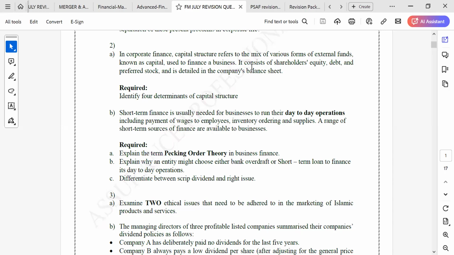It's a theory that guides an entity in a time of sourcing for long-term finances. The theory gives an idea or suggests how funds should be raised whenever the entity wants to finance a project through long-term sources of capital or sources of finance. Okay, let's come to the B part. Explain why an entity might choose either bank overdraft or short-term loan to finance its day-to-day operations.